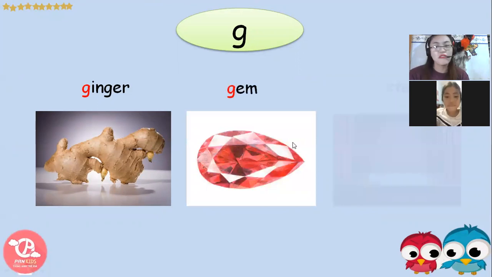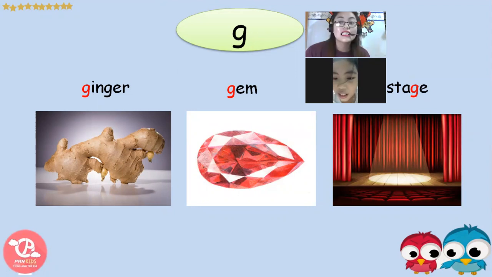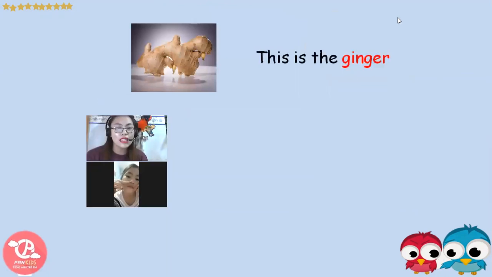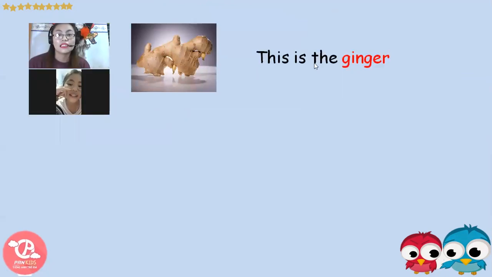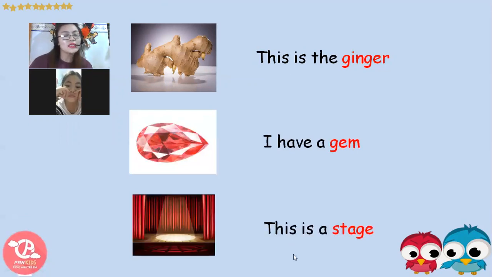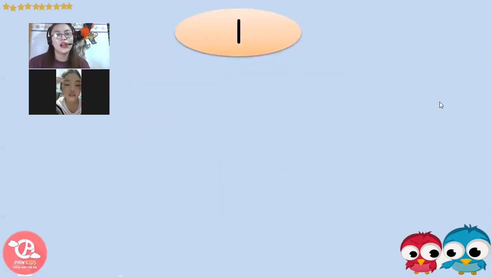Jam. Jam, very good. And this is? Stage. Oh, okay, nice. What about this one? How to read this one? This is the ginger. And this is? I have a jam. Okay, what about this one? This is a steak. Okay, nice one. What about this one?